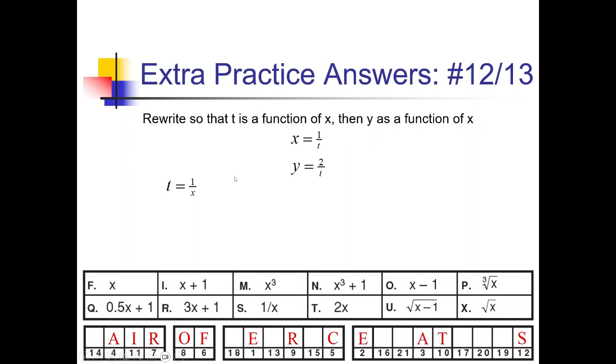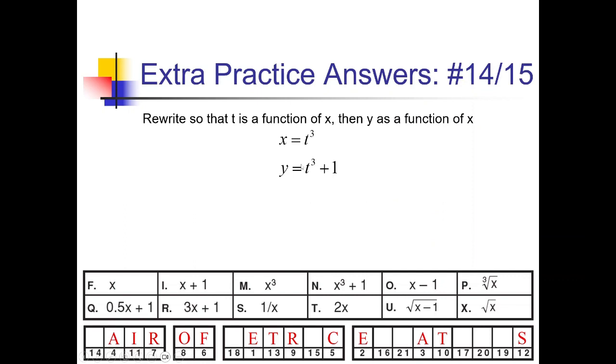Next up, I'm going to replace the t in this y equation with 1 over x. So this is number 13 we're doing now. So we have 2 over 1 over x. If we multiply by the reciprocal, I'm really doing 2 times x over 1, or just 2x. That matches up with T, so that's going in spot 13 right here.